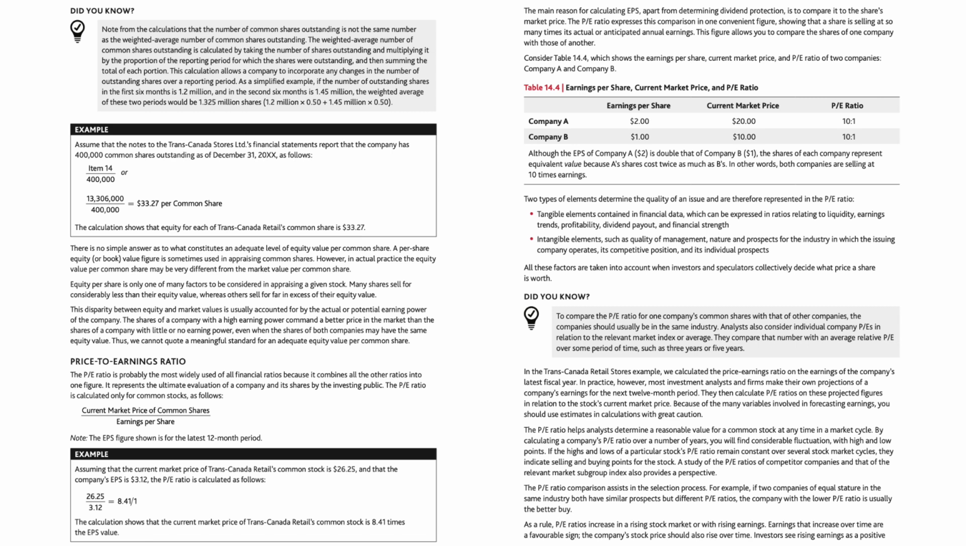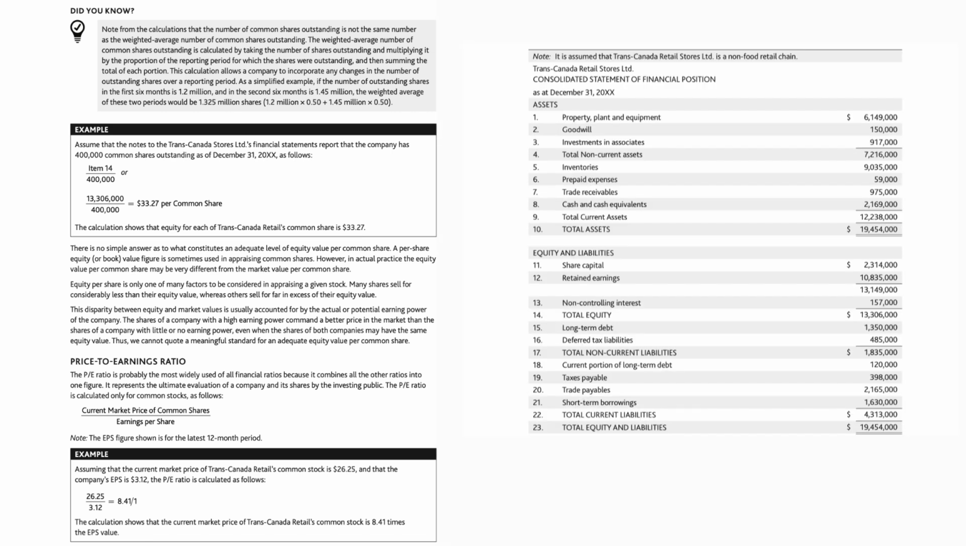Here's an example. Assume that the notes to the TransCanada Stores financial statements report that the company has 400,000 common shares outstanding as of December 31st, as follows: item 14 divided by the 400,000. The calculation shows that equity for each of TransCanada Retail's common share is 33.27.